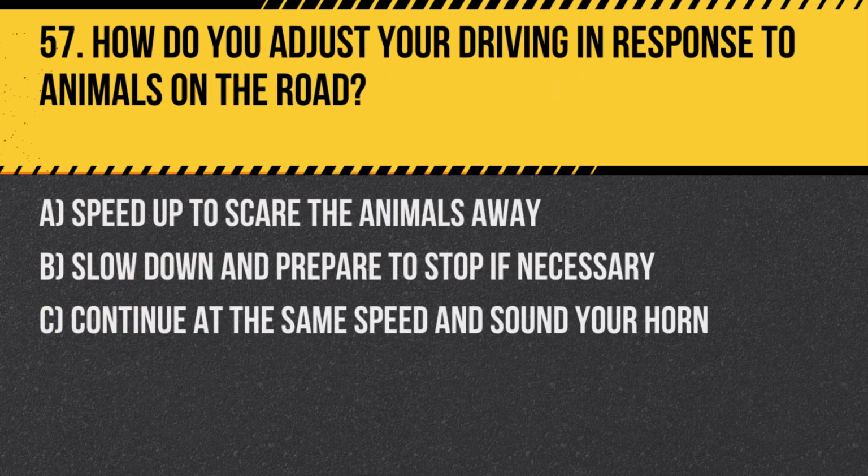Question 57. How do you adjust your driving in response to animals on the road? A. Speed up to scare the animals away. B. Slow down and prepare to stop if necessary. C. Continue at the same speed and sound your horn. Answer. B. Slow down and prepare to stop if necessary. This approach reduces the risk of an accident and ensures the safety of both the animals and passengers.